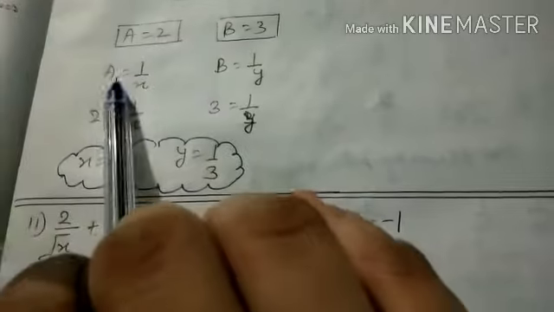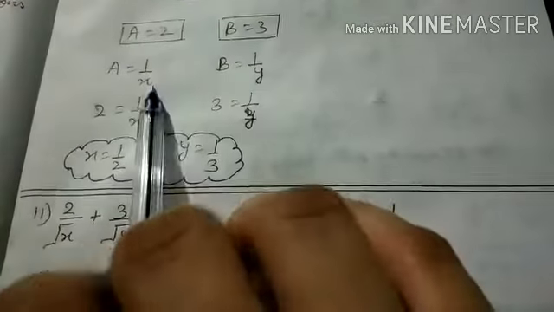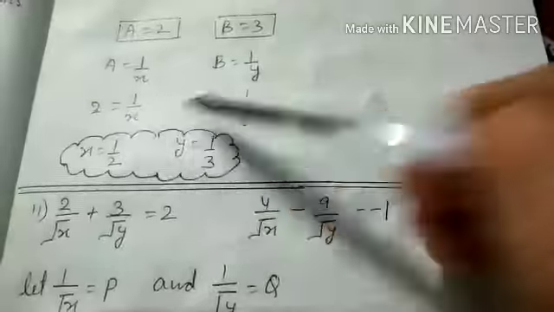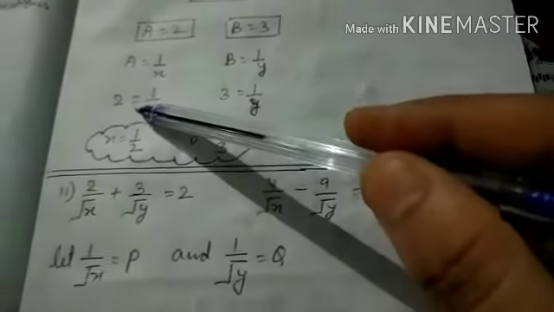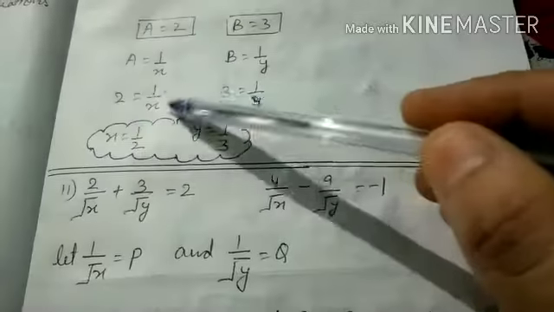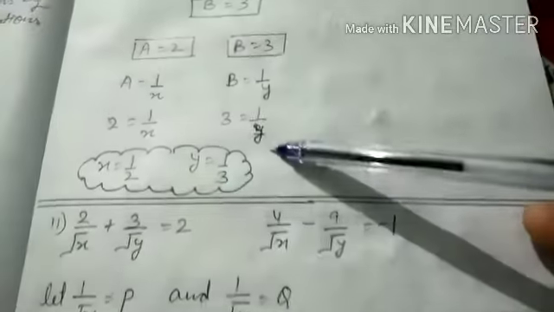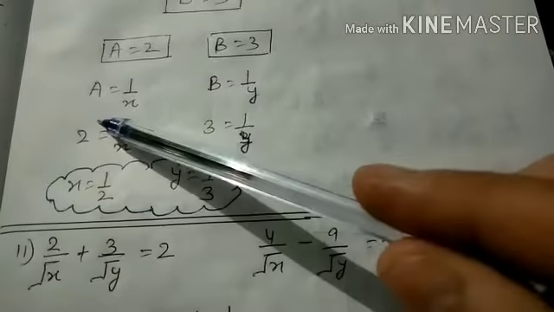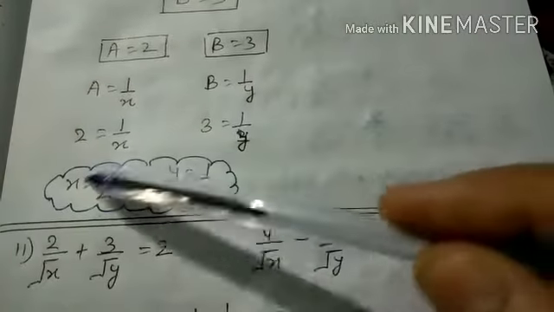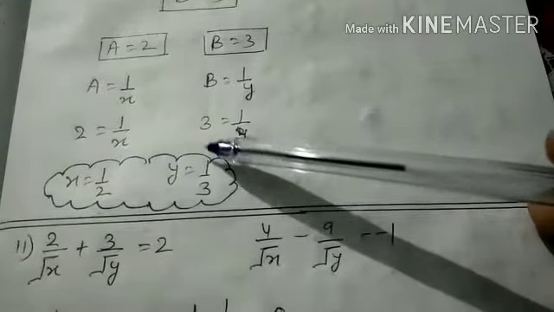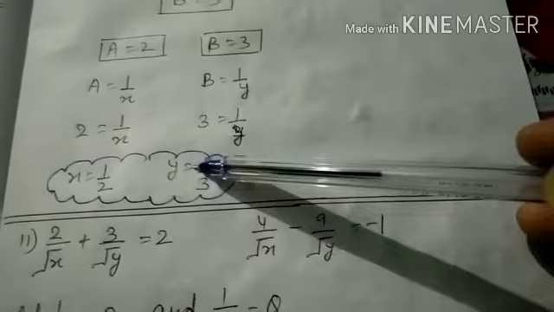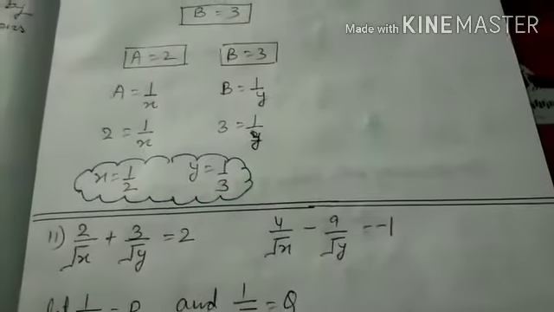Now again, as we let a is equal to 1 upon x and b is equal to 1 upon y, now we will put the value of a and b here. The value of a we have 2. So 2 is equal to 1 upon x and 3 is equal to 1 upon y. So cross multiply, x here and 2 will be here. So x is equal to 1 upon 2 and y is equal to 1 upon 3. The value of x and y is the solution of that equation.